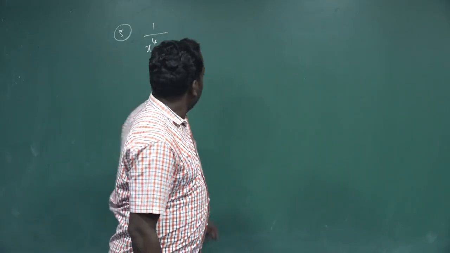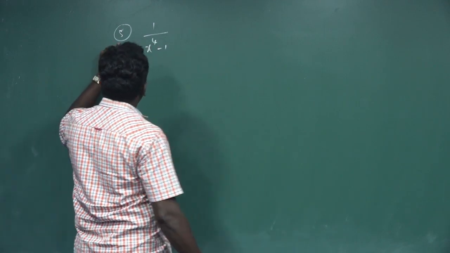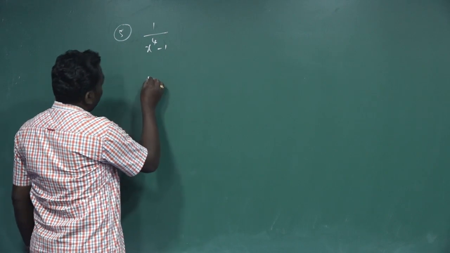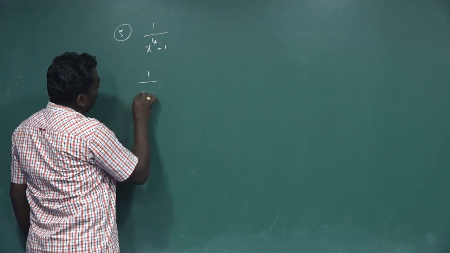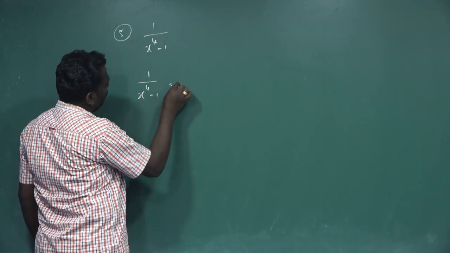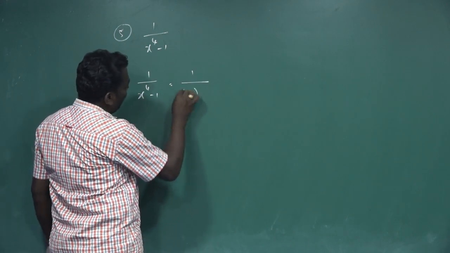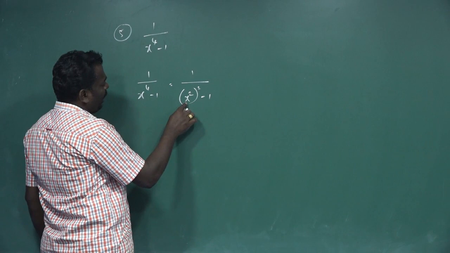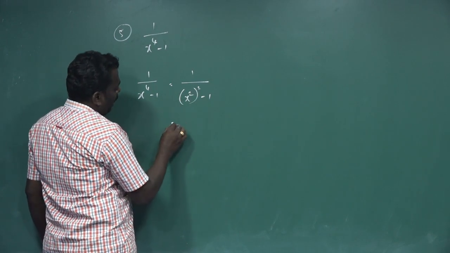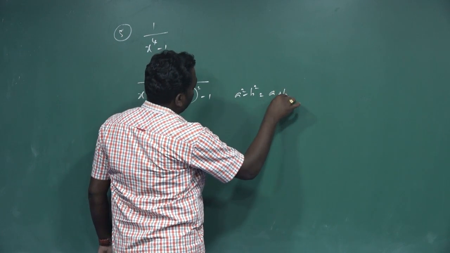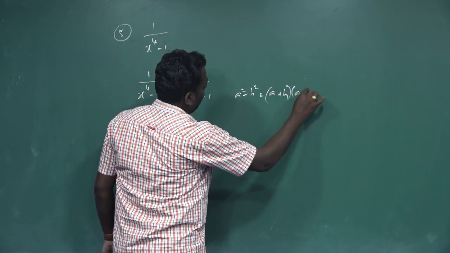Come to next question number 5. The given expression is 1 by x power 4 minus 1. Therefore, given expression 1 by x power 4 minus 1 is equal to 1 by (x square) whole square minus 1. X power 4 we can write as (x square) whole square. And applying the formula a square minus b square is equal to a plus b into a minus b.